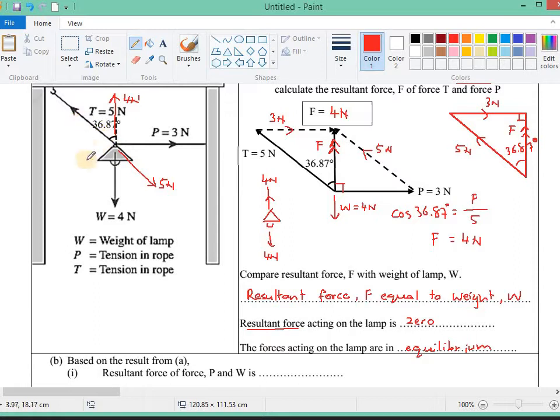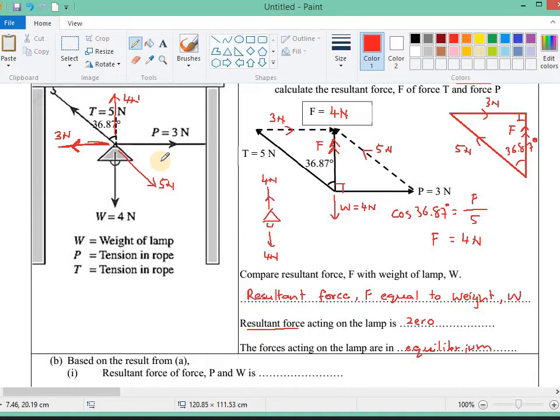Same concept also, this T and W combined, we will be able to get 3 Newton. So this 3 Newton will balance off with this 3 Newton. So the resultant force is 0. So you see, when the forces that act on an object are in equilibrium, I don't care how many forces there are acting on the object, the resultant force from any direction will be the same, which is 0. The resultant force will definitely be 0.